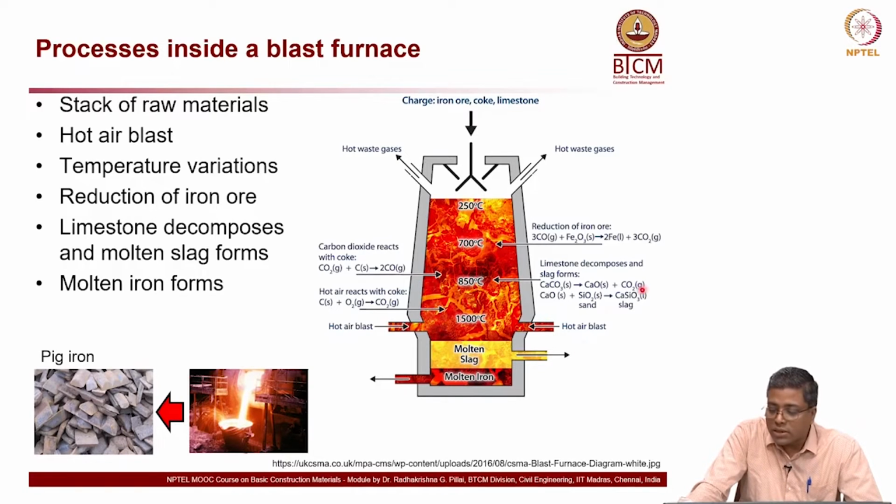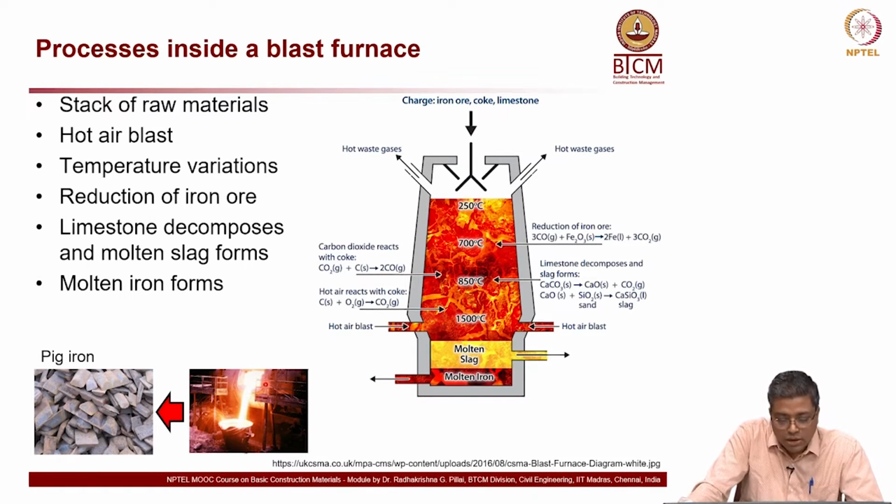So, what is in the slag? You can see the formula here, calcium silicate oxide. And this slag is taken out and used, even for cement manufacturing nowadays. And then you have molten iron over here, and that's used for making pig iron.